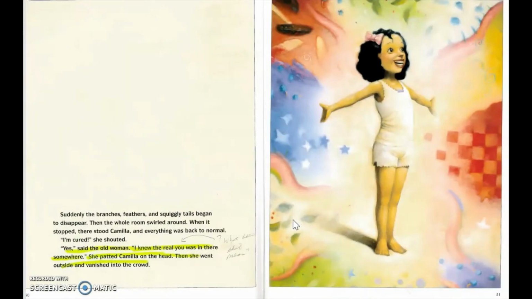Suddenly, the branches, feathers, and squiggly tails began to disappear. Then the whole room swirled around. When it stopped, there stood Camilla, and everything was back to normal. "I'm cured!" she shouted. "Yes," said the old woman, "I knew the real you was in there somewhere." She patted Camilla on the head. Then she went outside and vanished into the crowd.